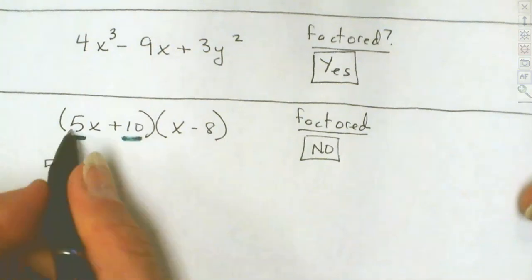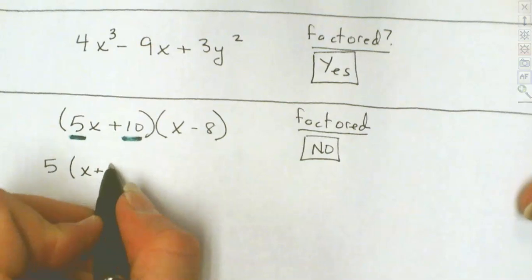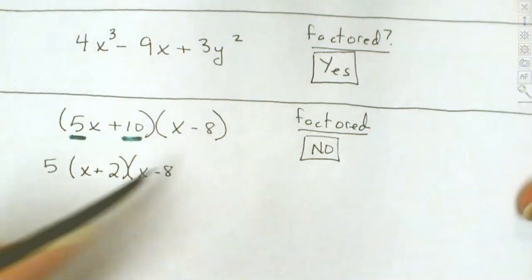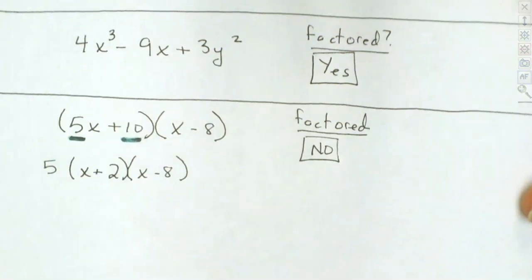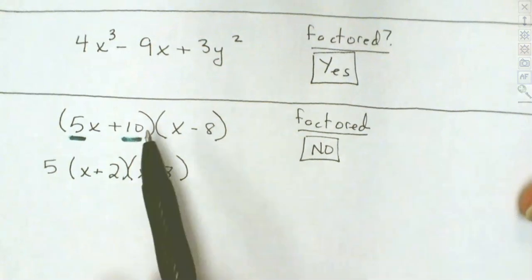And factoring out that 5, that leaves you with an x plus 2, right? And an x minus 8. So that makes it now fully factored. So you see the difference. This one was not factored because we could take something out.